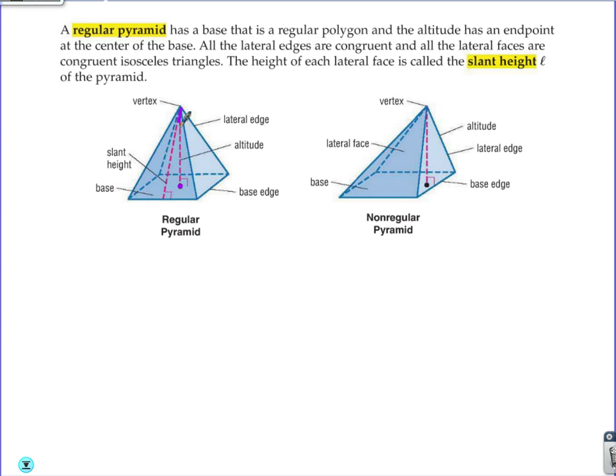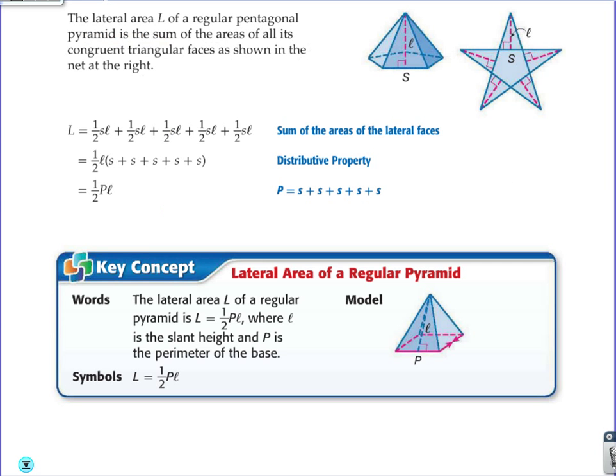And then you've got what's called a slant height. I want you to focus on something about that slant height. The slant height goes from the top down to the edge, not straight down to the bottom, and it's perpendicular to the edge. That slant height will actually be the height. If you took this triangular face and stood it up, the slant height would be the height of that triangle. That's why it's going to be important to know.